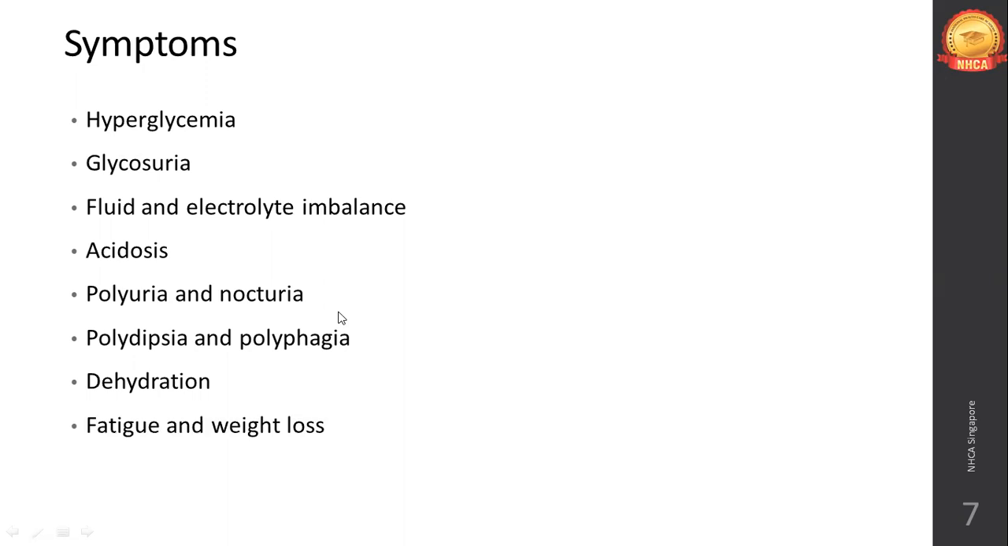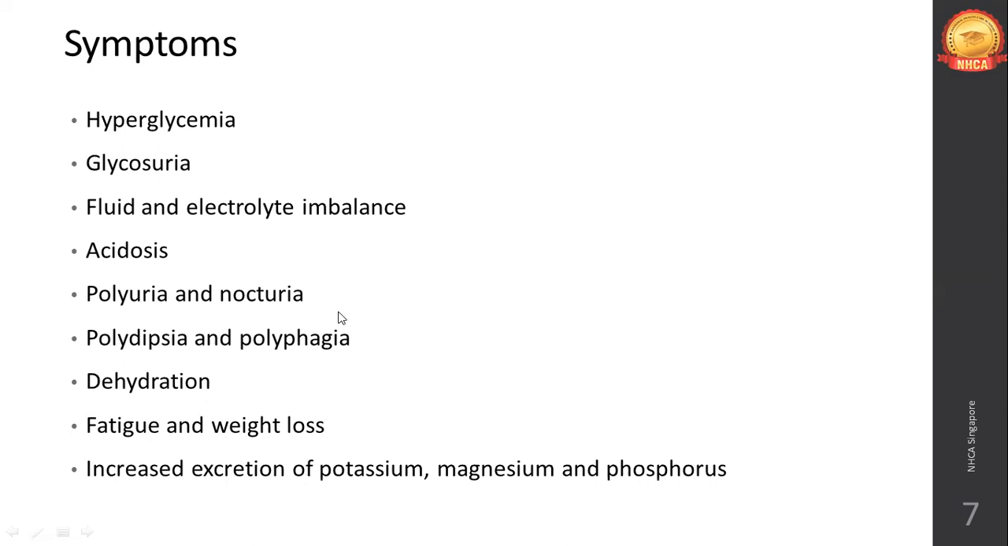Then fatigue and weight loss. Since a lot of energy will be utilized from fat metabolism, which leads to weight loss. And also a lot of fluid is lost from your body, okay, because of frequent urination. A lot of water weight is also lost. So you will see a drastic change in your weight. Increased excretion of potassium and magnesium and phosphorus, because along with urination, these electrolytes will also be excreted from the body through frequent urination.